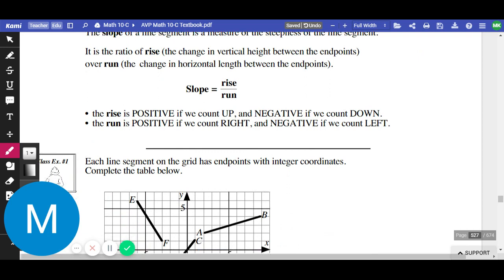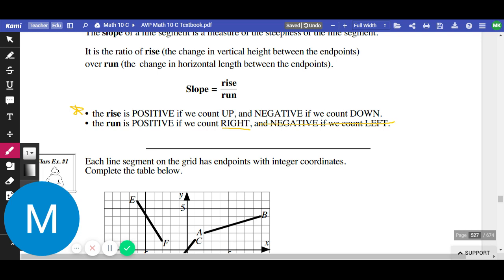So this book talks about two different ways to count it. They say the rise is positive if you go up, negative if you go down. I agree with that, so I always do that one. And then they say the run is positive if you go right, negative if you go left. I never go left. When I calculate slope, I always go to the right, no matter what. And I know my run is always going to be positive. And all I have to worry about is if I went up or down. Does that make sense?